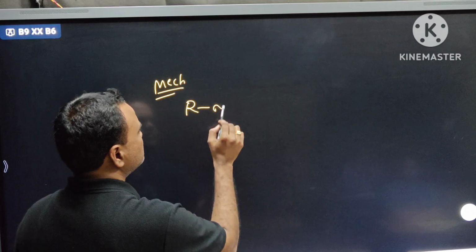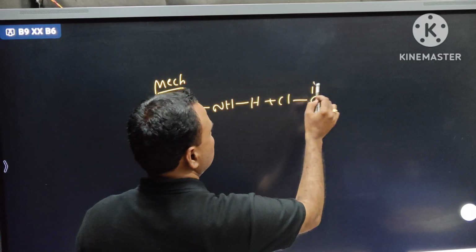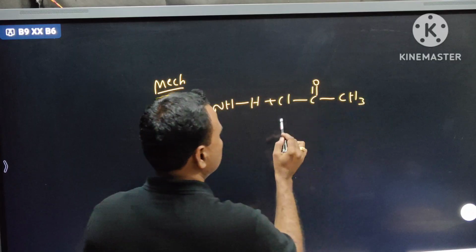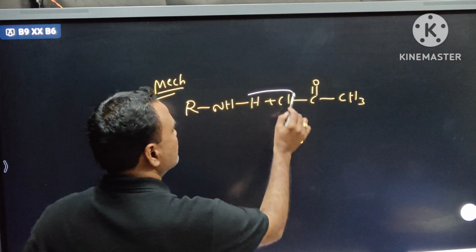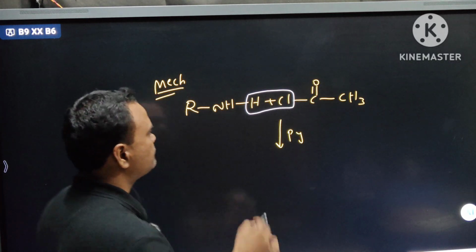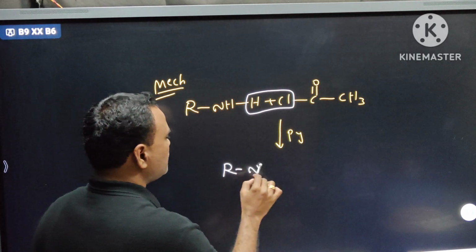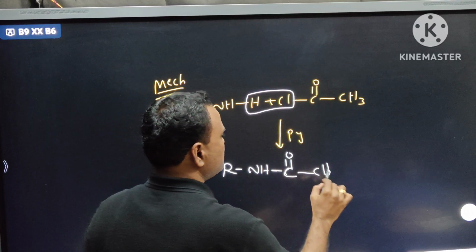Direct reaction. The mechanism is just the removal of H and Cl only, in the presence of pyridine. Remove hydrogen and chlorine. So you will get RNH C double bond O CH3.